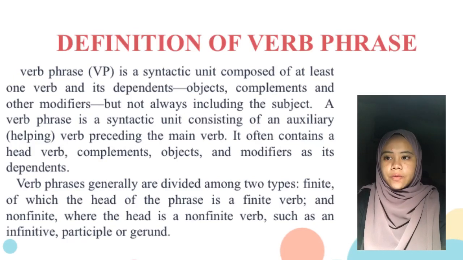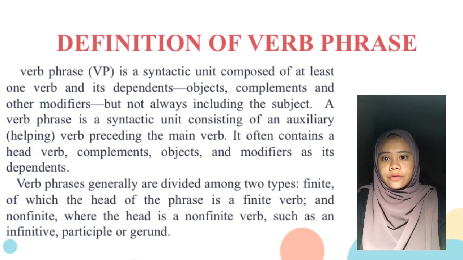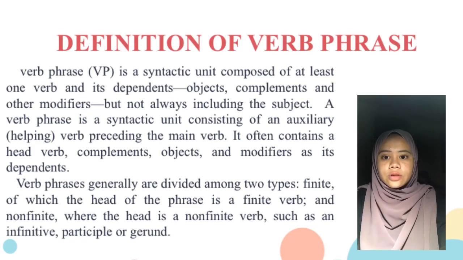Definition of verb phrase. A verb phrase is a syntactic unit composed of at least one verb and its dependents: objects, complements, and other modifiers, but not always including the subject. A verb phrase is a syntactic unit consisting of an auxiliary verb preceding the main verb. It often contains a head verb, complements, objects, and modifiers as its dependents.